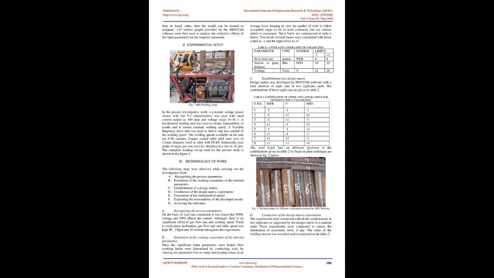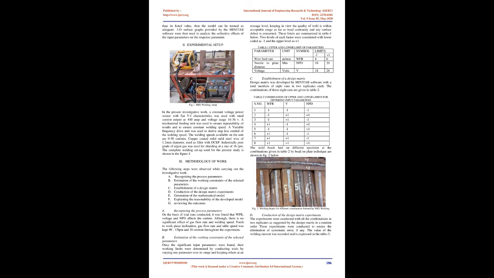Experimental setup. In the present investigative work, a constant voltage power source with flat VI characteristics was used, with rated current output of 400 amp and voltage range 16 to 36 V. A mechanized feeding unit was used to ensure repeatability of results and constant welding speed. A variable frequency drive unit was used to derive step-less control of the welding speed. The welding speeds available on the unit are 0-50 cm/min. Copper-coated solid mild steel wire of 1.2 mm diameter was used as filler with DCEP. Industrially pure grade argon gas was used for shielding at a rate of 16 lpm. The complete welding setup used for the present study is shown in Figure 1.